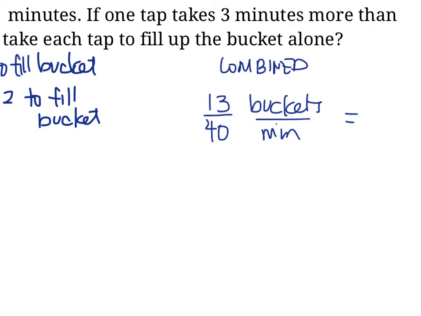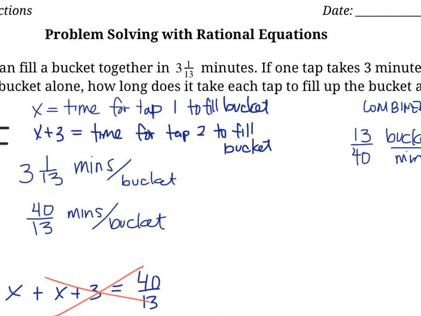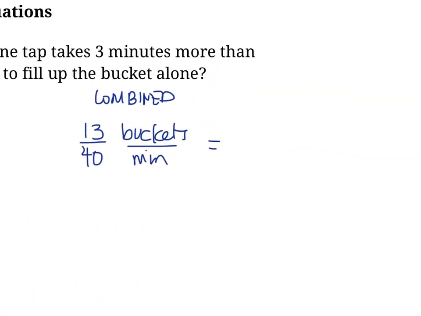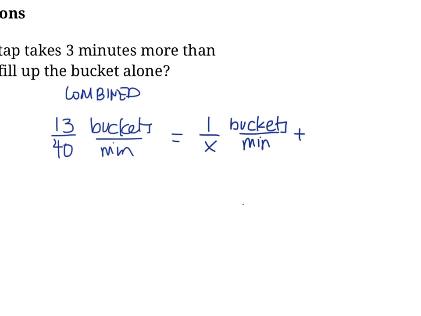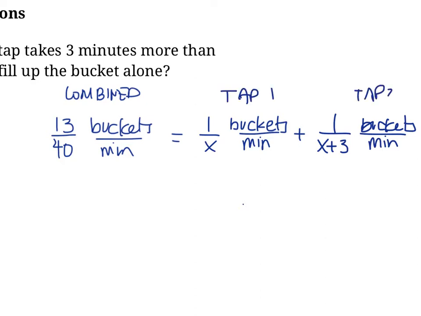And what that's going to equal is the sum of the other two times, right? So X was in minutes per bucket for our first tap. So instead, 1 over X, the reciprocal, is going to be how many buckets per minute the first tap can fill. And we can add to that 1 over X plus 3 buckets per minute of our second tap, right? So this is for tap 1 and this is for tap 2, right?